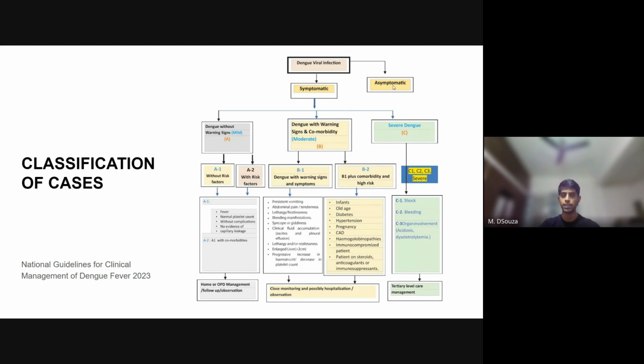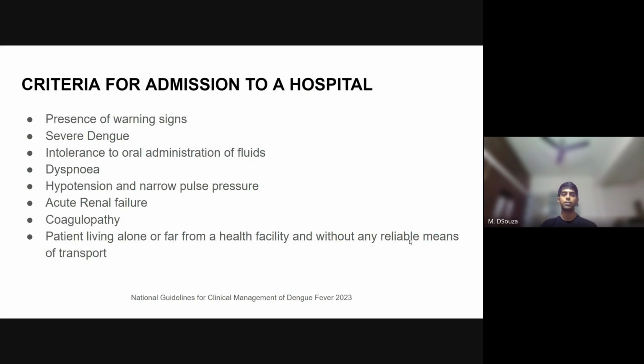Dengue with warning signs is the case where you would probably consider hospitalizing the child, especially if there is a documented history of a prior episode of dengue, or if they were to fall in the danger age groups. And severe dengue is where you would tend to refer them to a tertiary care center. Okay, so enlisted over here are basically what I've gone on about till now, the criteria for where you would want to admit the child.